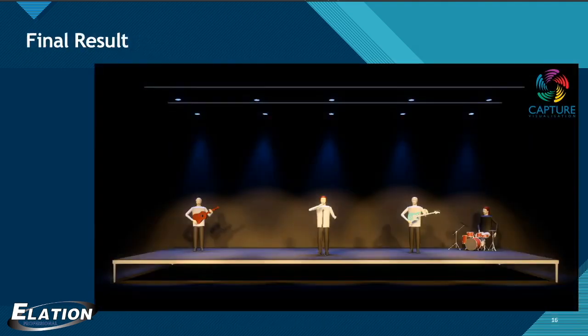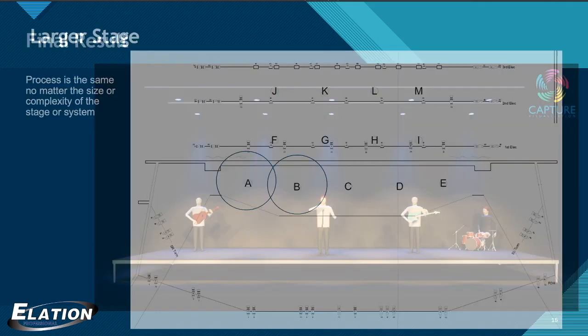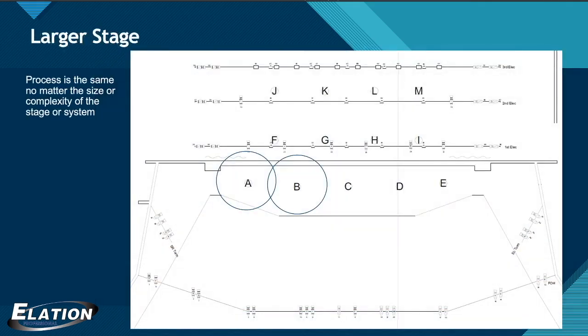And for larger theatrical stages, this is a proscenium theater. The process is the same, no matter the complexity or the size. You can see here I have my 10-foot circles laid out. And what I also do for a larger stage is now you're going to label each area. I use letters to keep things straight.